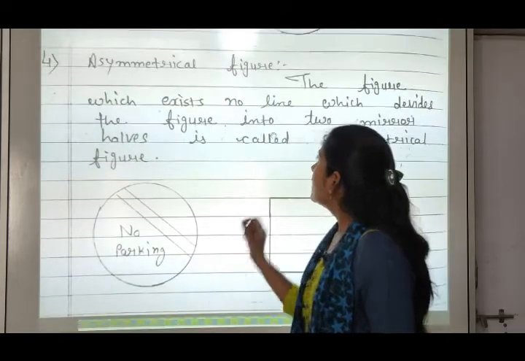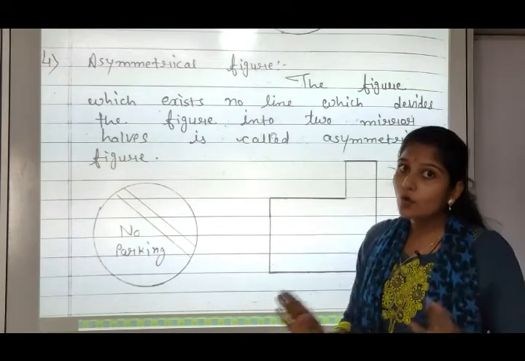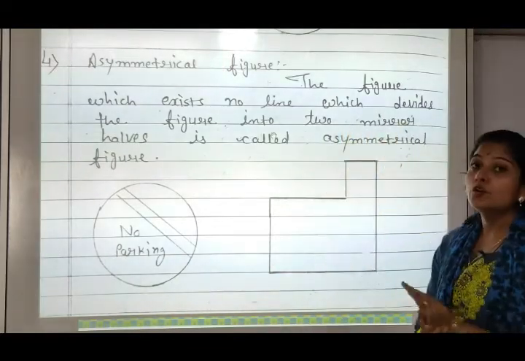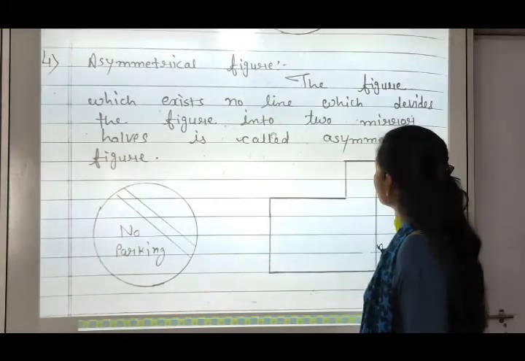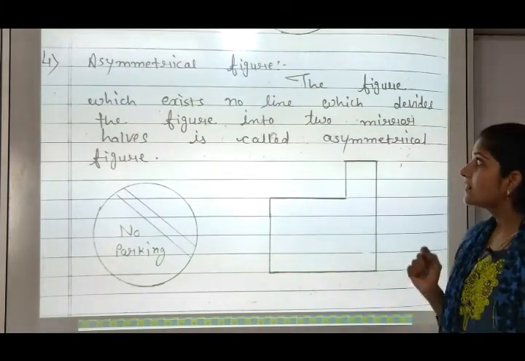Now fourth one, asymmetrical figure. The figure in which there exists no line which divides the figure into two mirror halves is called an asymmetrical figure.